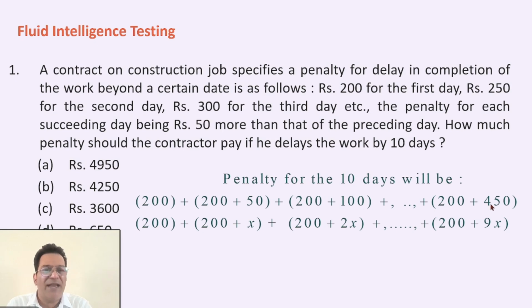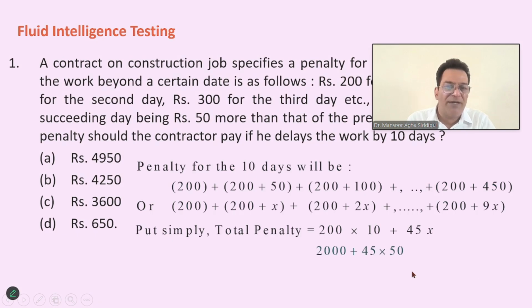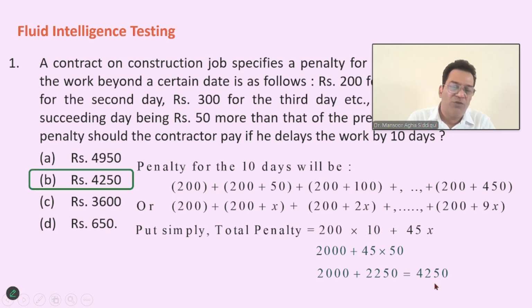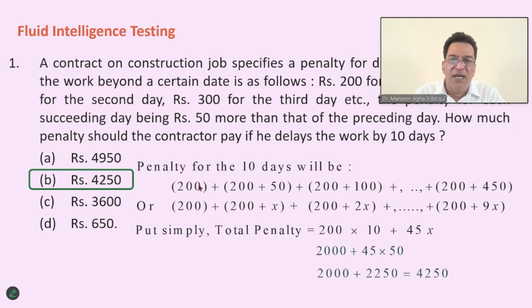As a result, in the end, if it is about 10 days, then they will end up getting this kind of an equation where x is basically 50 rupees. As you simplify it further, total penalty will be 200 multiplied by 10 plus 45x. And as you calculate it, you will end up getting 4250 as the answer. So there are two methods of doing the same question. Even if you do not know arithmetical progression, you can still do this question by this particular method.